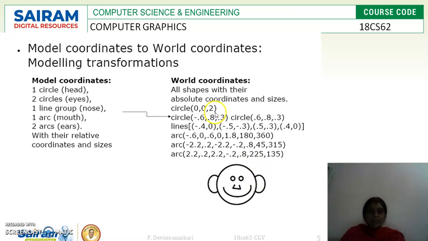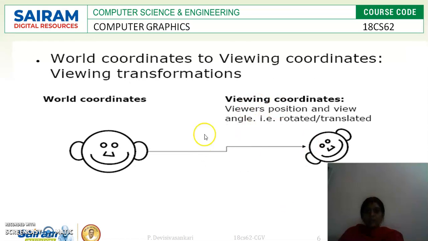In the world coordinate we give the circle values, as well as the values for the circles for the eyes. So each and everything separately, we are supposed to give absolute coordinate values, right? Next, we have the world coordinate, and we convert this world coordinate to the viewing coordinate, right? After modeling, by giving the absolute values, we get the world coordinate. Then we have to change this into the viewing coordinate by changing its position as well as its shape.